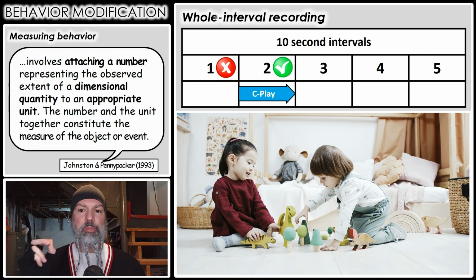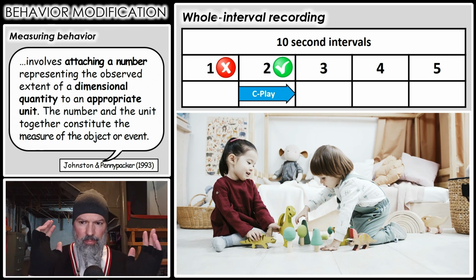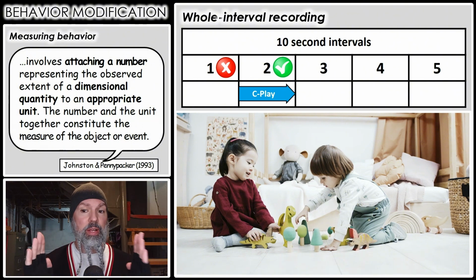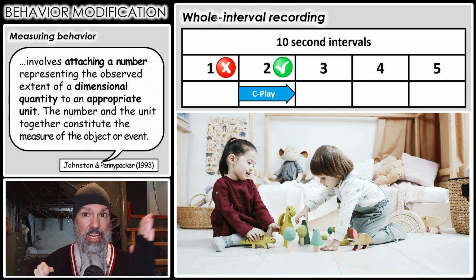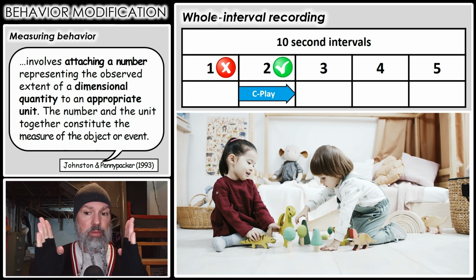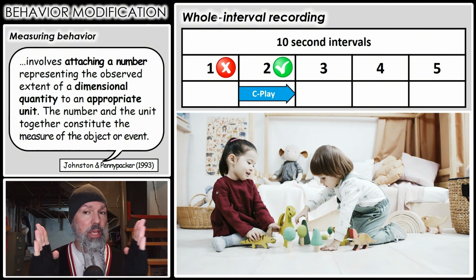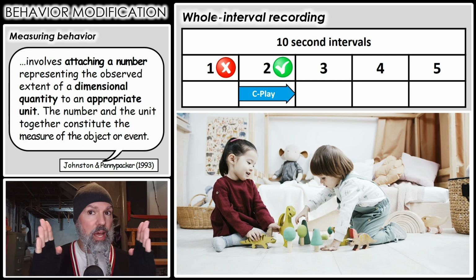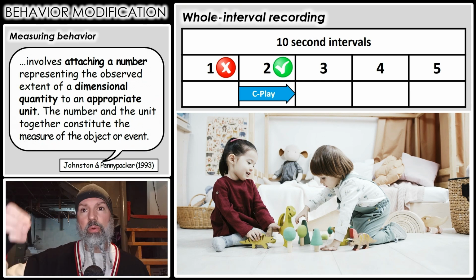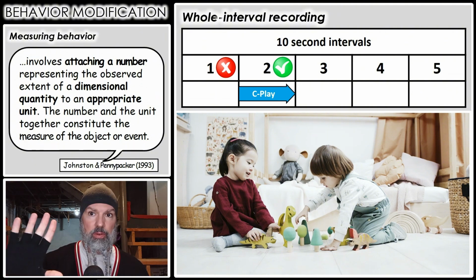And the reason is because in whole interval recording, the behavior needs to occur throughout the observation period. That target behavior needs to occur at the beginning of the observation period, and it needs to keep going until the end of the observation period. If it's at the beginning and at the end, so it occurred throughout the entire interval, then that is an instance of that behavior according to whole interval recording. We would record that as, yes, that behavior occurred during that interval.